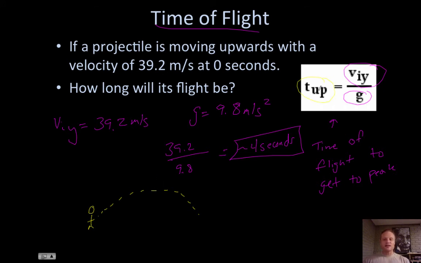This formula, t up, determines the time to get to the halfway point. This point right here, the maximum height, the peak. That's how long it takes for it to get there. So this would take 4 seconds to get to here.